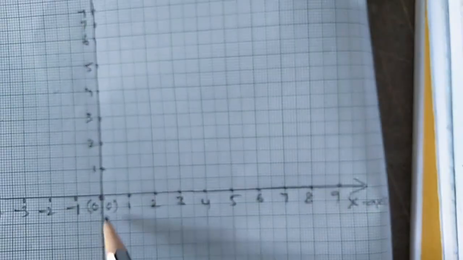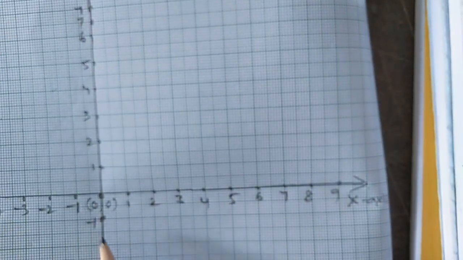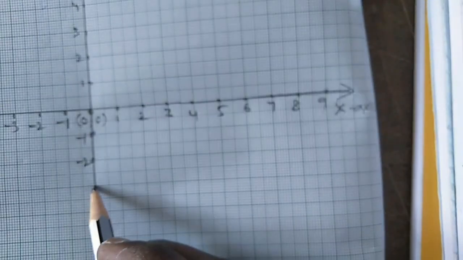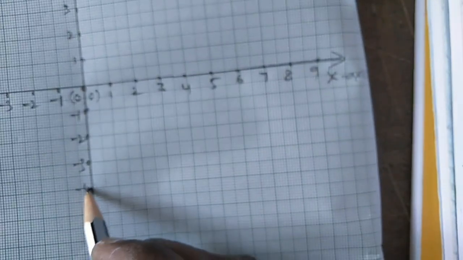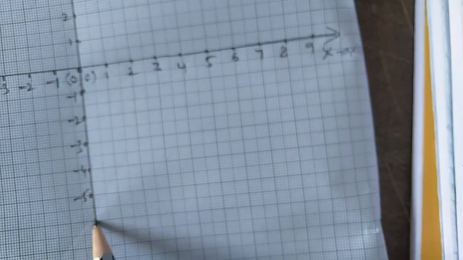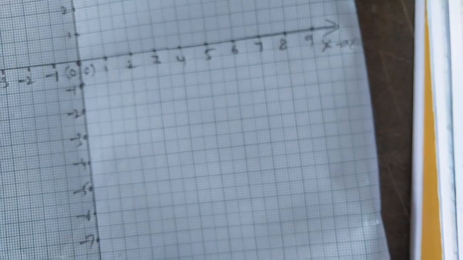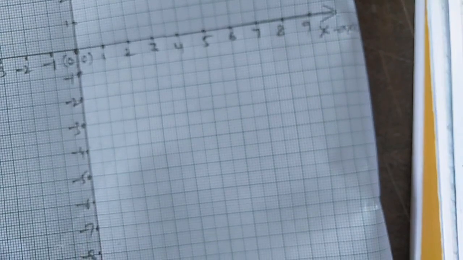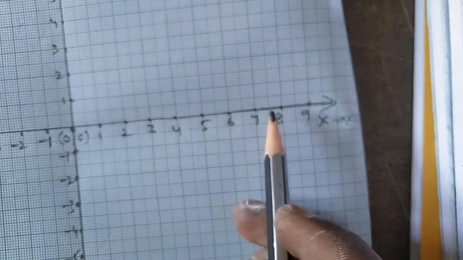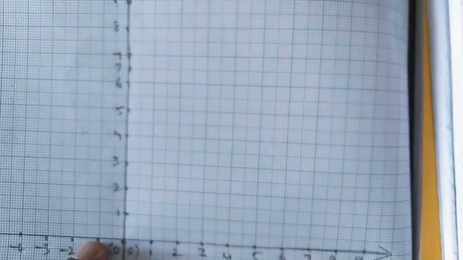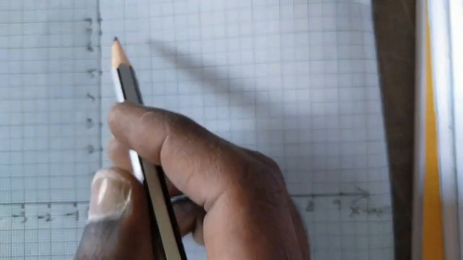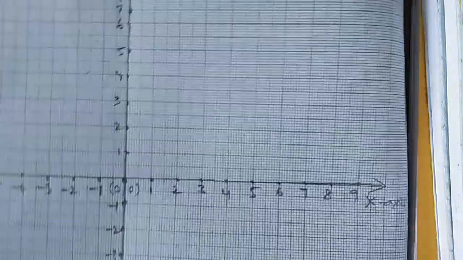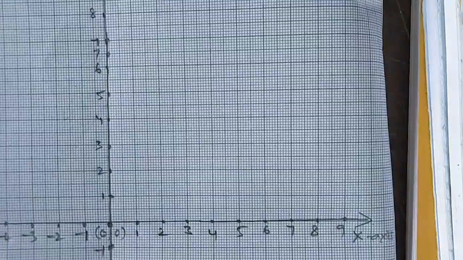Now downwards, negative: here -1, -2, -3, -4, -5, -6, -7, -8, -9, -10. So like this on the x-axis and the y-axis you have to mark the numbers. On the x-axis, from the origin the right side is all positive and the left side is all negative. On the y-axis, from the origin upside is all positive and downside is all negative. So like this you have to mark the numbers on the x-axis and y-axis.